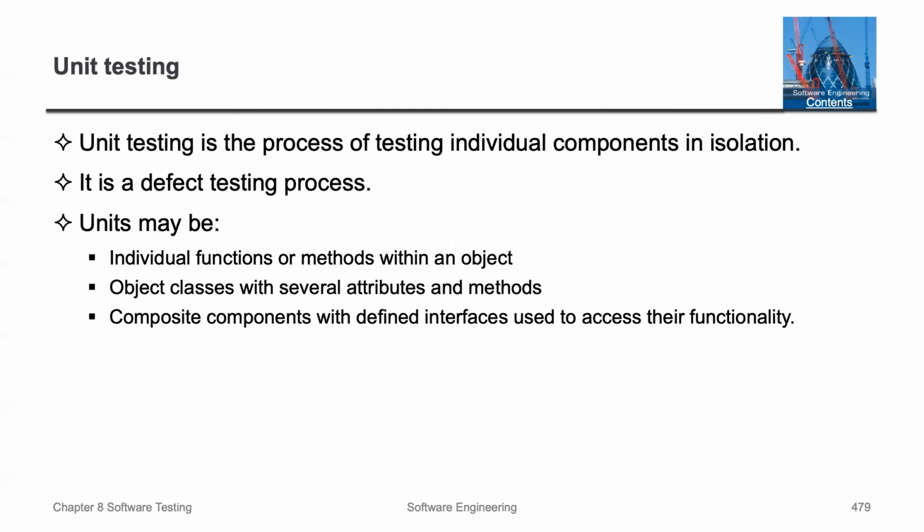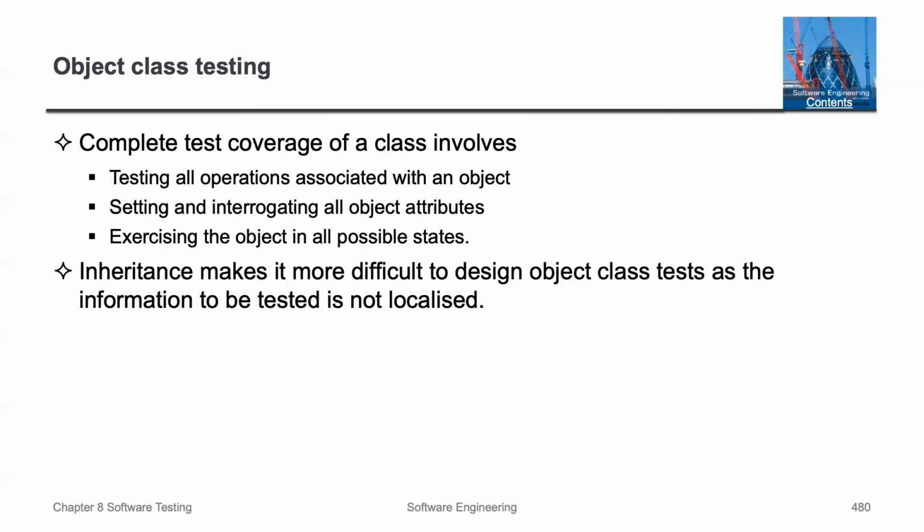Unit testing is the process of testing individual components in isolation. It is a defect testing process. Units may be individual functions or methods within an object, classes with several attributes and methods, or composite components with defined interfaces used to access their functionality.